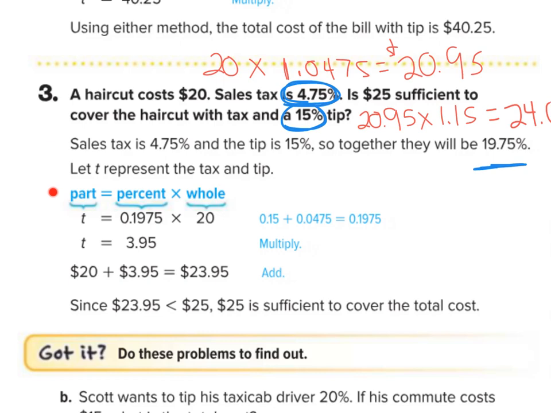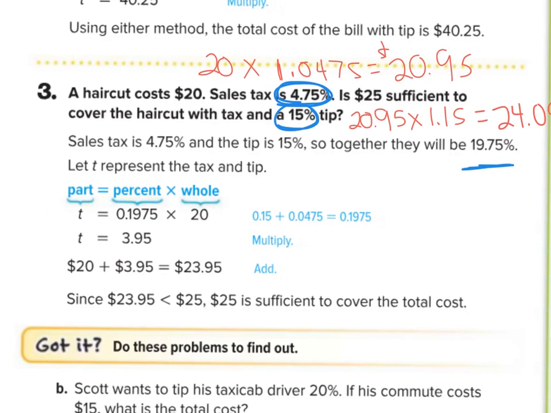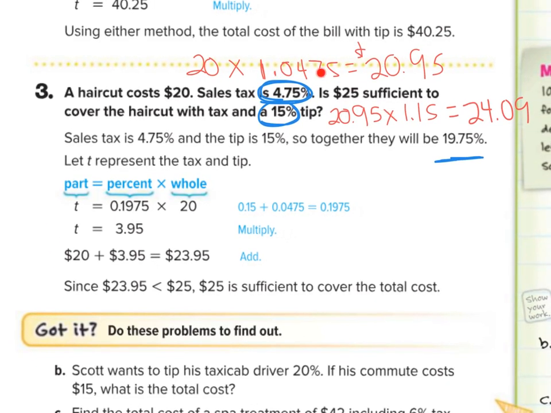Okay, please pause and take a look at how they did it in the book, and you can also take a look at how I did it. This is called compounded interest. Compounded interest is when we continue to find an interest or a percentage on the new balance.